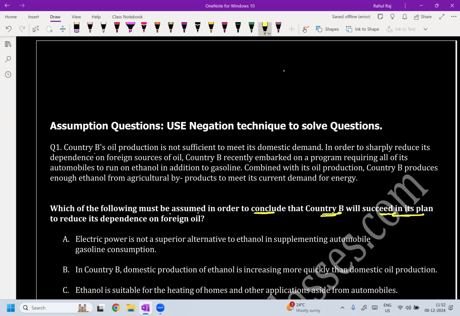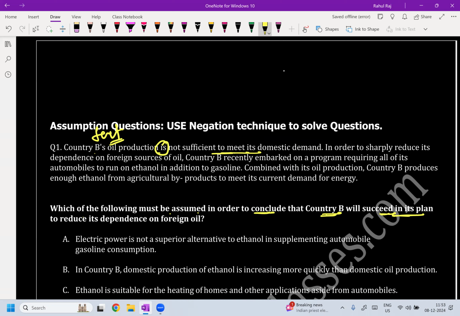It says country B's oil production is not sufficient to meet the current demand. Is this a fact, yes or no? Yes. And what can you infer from this particular fact? Please understand the difference between inference and assumptions. I'll come to this point now. But what can you infer from this fact? Infer means what is your understanding. So when you read the first line, what is your understanding from the first statement? That country B's oil production is not sufficient to meet the current demand.